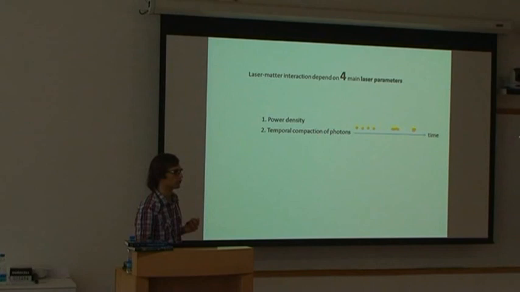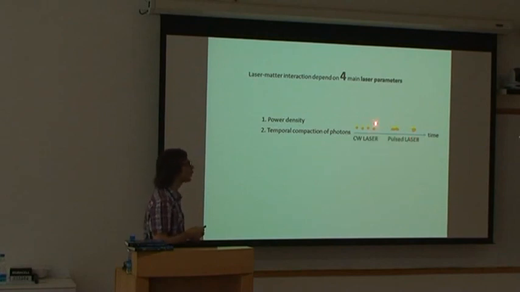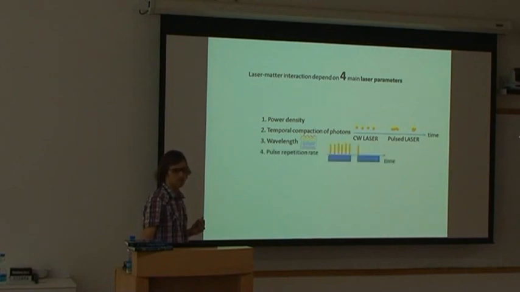Then we have temporal compaction of photons. So now it's no longer in space, but it's in time. And you can send, in fact, clusters, packets of photons by compacting them. And this is what distinguishes what is called a continuous laser from a pulsed laser. Then you have the wavelength. So we talked about the spatial coherence. And then finally, the pulse repetition rate. This means that in the unit time, how many pulses does the laser send? This is the case of pulsed lasers. So I will go through each of these parameters and explain them to you, okay?